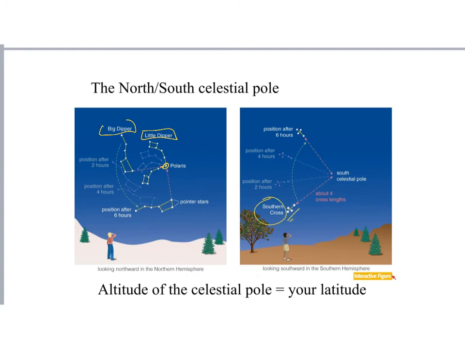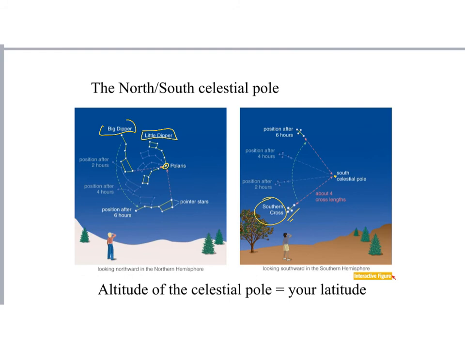If you happen to be somewhere in the southern hemisphere, you're going to have to identify the Southern Cross, this one, and you need to look at where that cross is pointing over the course of a few hours. That's going to trace an arc of a circle, and you need to find the center of that circle. That's going to be the south celestial pole.